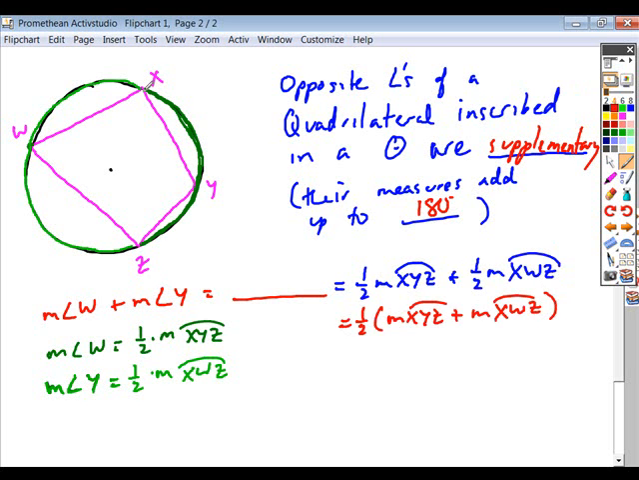Well, when you look at this, here's x, y, z. Here's x, w, z. So together they form a what? A full circle, which is how many degrees of rotation? So this whole thing is 360. And so if we're taking one half of 360, we get our answer to be 180. So opposite angles of a quadrilateral inscribed in a circle are always going to add up to 180 degrees.